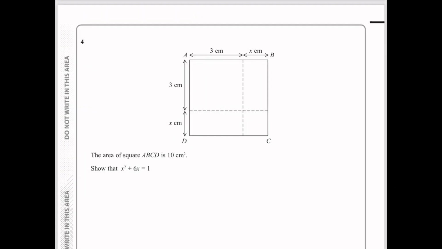Today, I am going to try a GCSE question from 2017 GCSE Higher Mathematics Paper 2. So the question is, the area of the square ABCD is 10 centimeters squared. Show that x squared plus 6x equals 1.